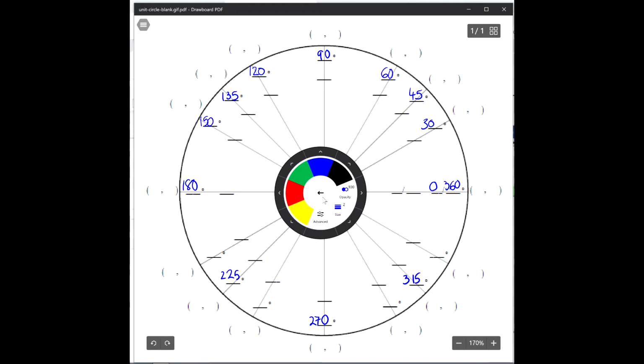150, 210, 240, 300, 330. Okay, so hopefully it gives you the idea on how to fill it out with the degrees on the unit circle. So now next we will go with radians.